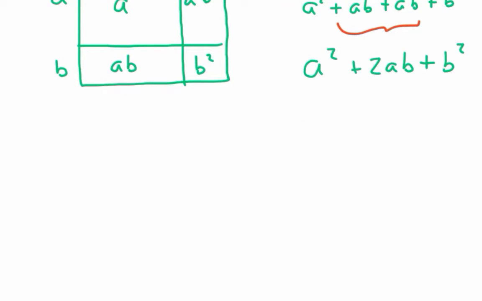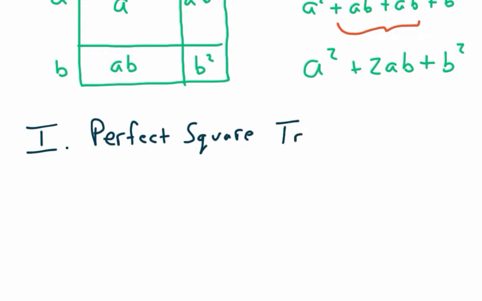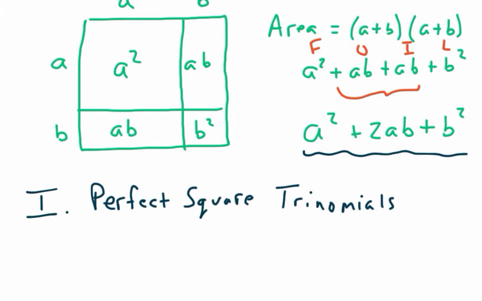So what I want to do now is try to tie this into two formulas. So Roman numeral 1, perfect square trinomials it's called. And this thing right here, the a squared plus 2ab plus b squared, or my drawing that it came from, is a perfect square. It's perfectly a square. It's square shaped. And it's a trinomial because we have three parts: the a squared, the 2ab, and the b squared. There's three different terms in there.